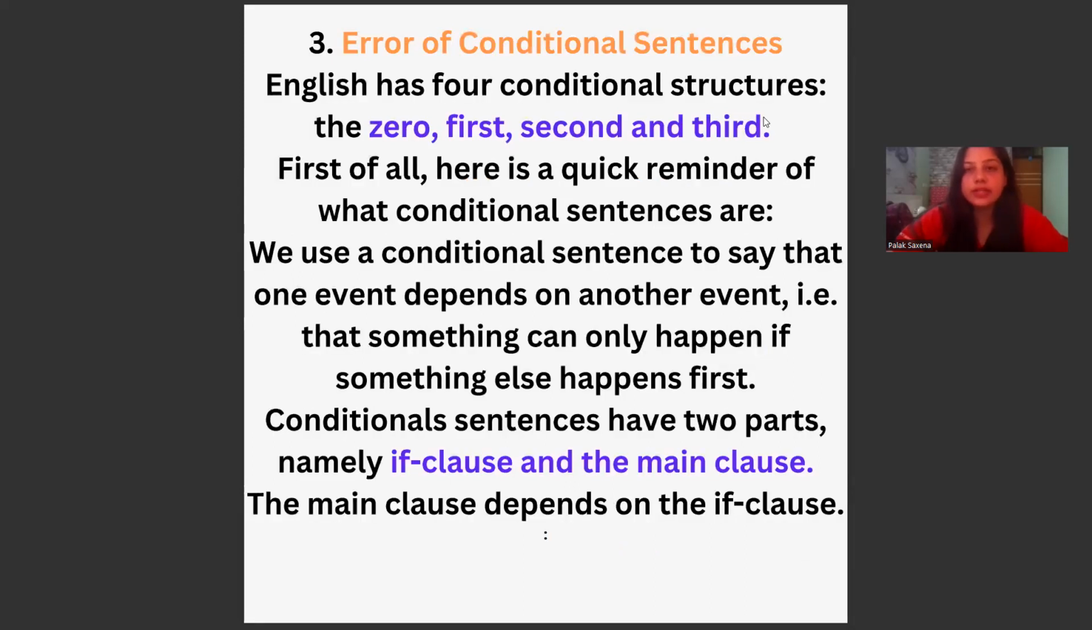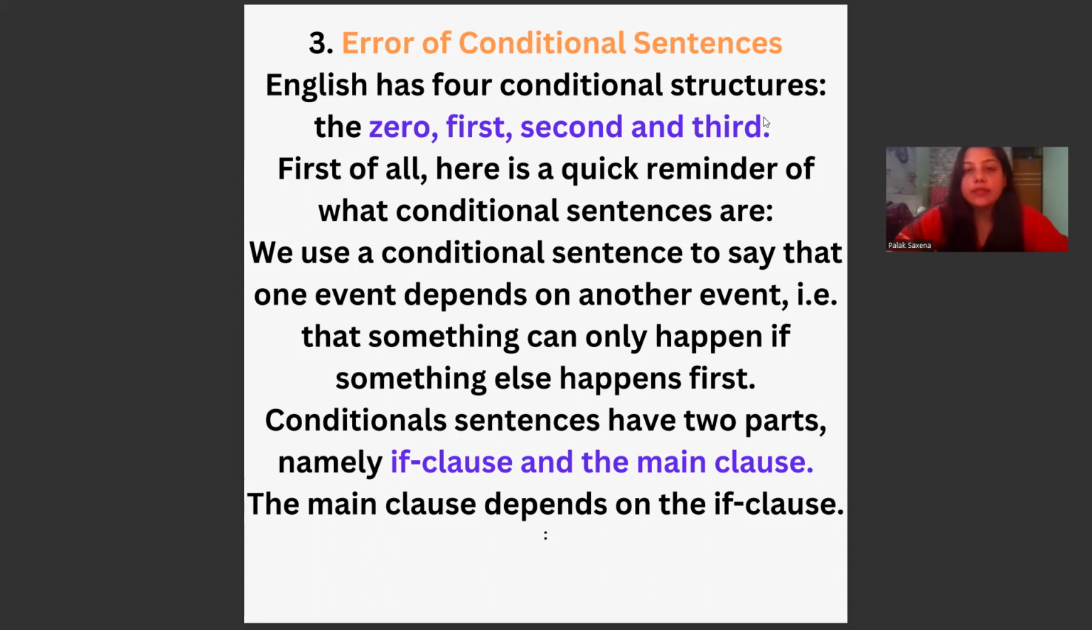Next is error of conditional sentences. You must be knowing about clauses, so we are going to read them one by one. English has four conditional structures: the zero, first, second, and third. First of all, here is a quick reminder of what conditional sentences are. We use a conditional sentence to say that one event depends on another event. Very simple. Conditional, as you can understand from the word, means condition. So these kinds of sentences are most probably used when you want to show that there are two independent events, but they are dependent on each other.